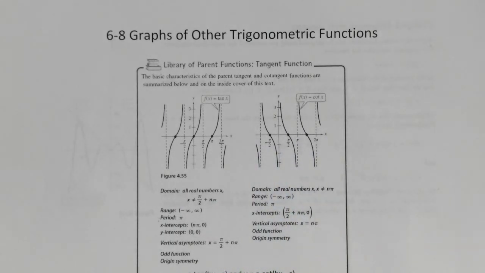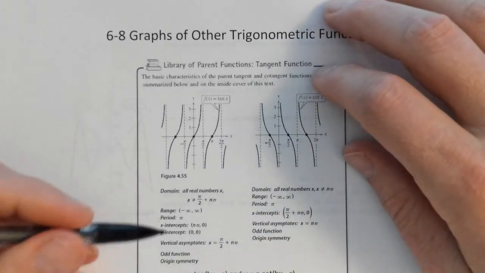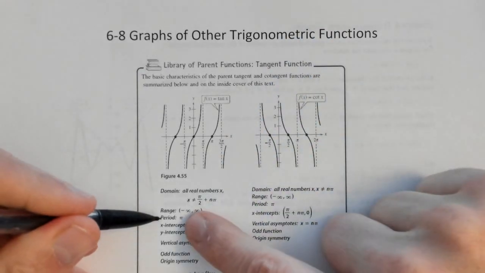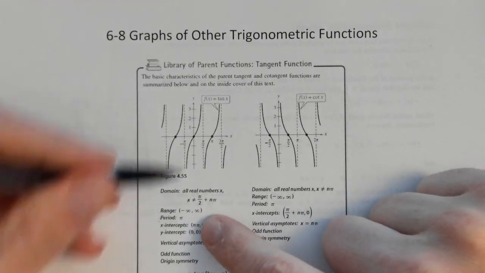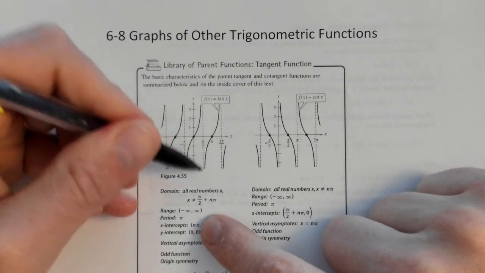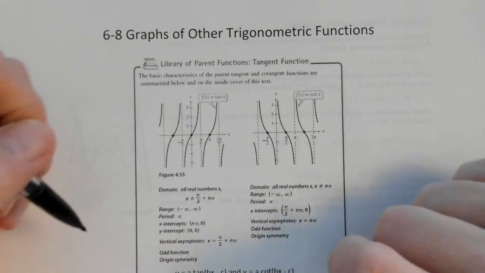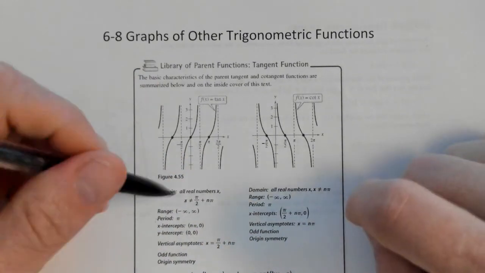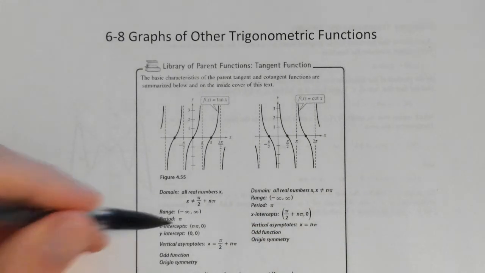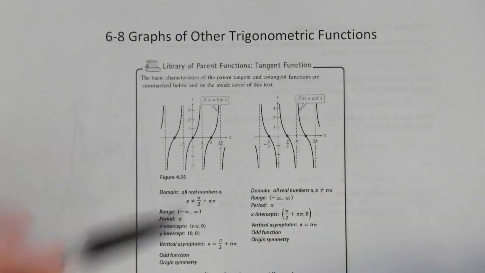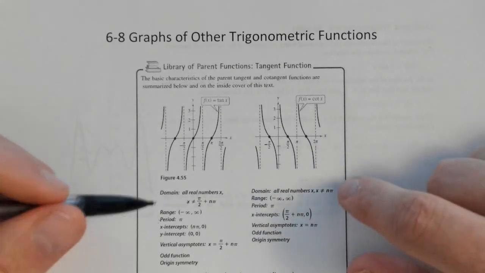Now, the other major difference that we should notice right away is the period is not 2 pi. Okay, so the period for tangent and cotangent is going to be pi, because after pi is when it starts repeating its cycle again. So those are the 2 major differences that we should notice right away: the shape of the graph and the period of the graph. And then, of course, we have some of the other characteristics that are here.